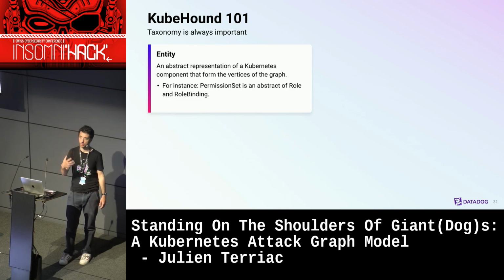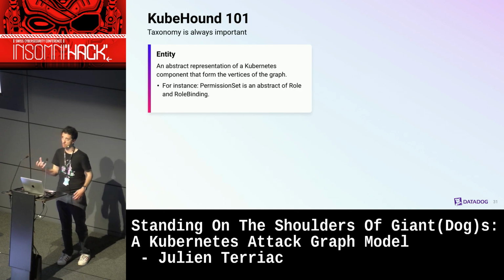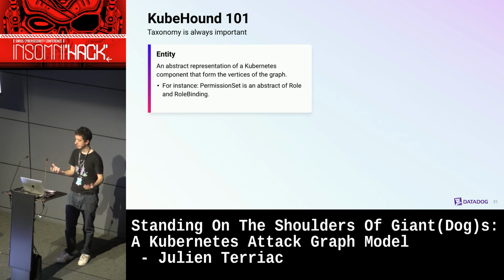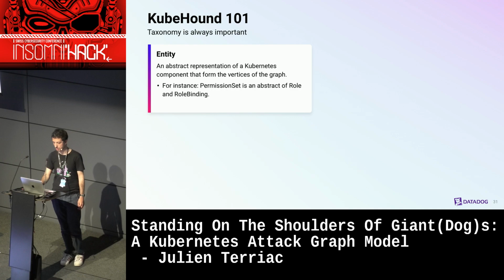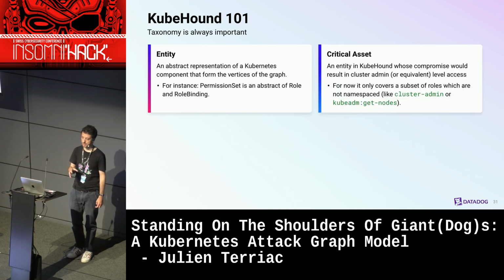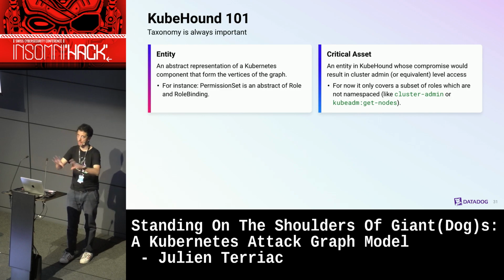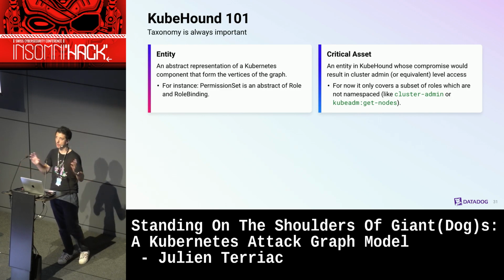sometimes we need to create our own abstractions, and permission set is one of them. It's basically a combination of role and role binding, because those can be really a nightmare in Kubernetes when you try to enumerate those. Critical asset: it's an asset where, when you have it, we say it's game over. It's what you want. It's the grail. It's what you are looking for.